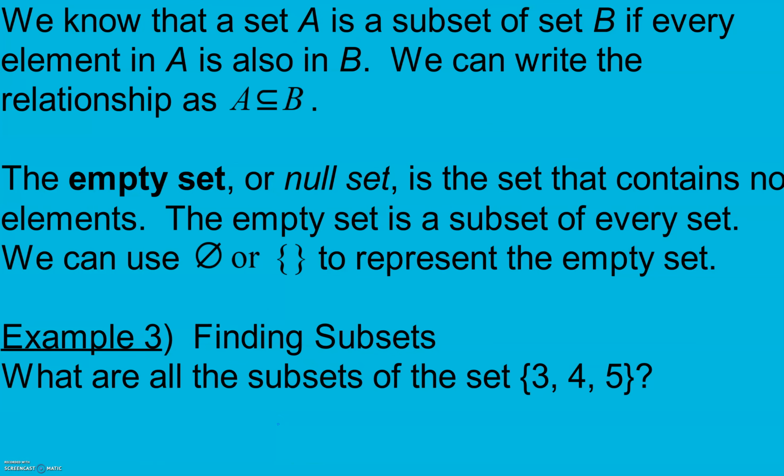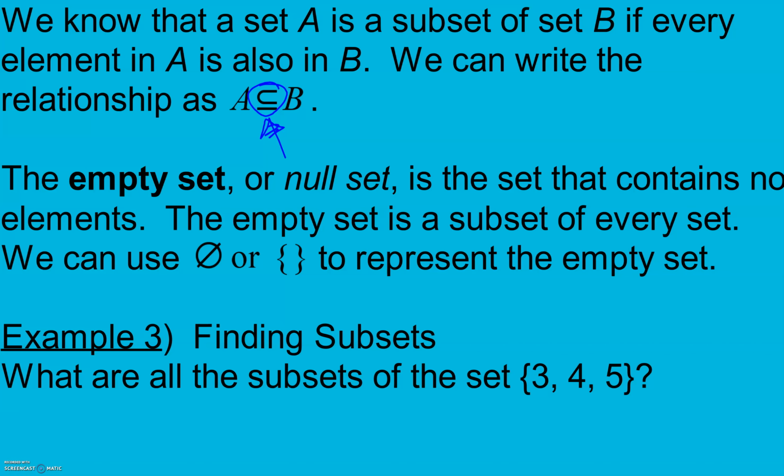We know that a set A is a subset of set B if every element in A is also in B. We can write this relationship like this. This right here means that A is a subset of B. This symbol tells us it's a subset. Okay, so a set A is a subset of set B if every element in A is also in B. So if set B is the alphabet and set A is just the vowels, that's a subset because A, E, I, O, and U are included in the entire alphabet.